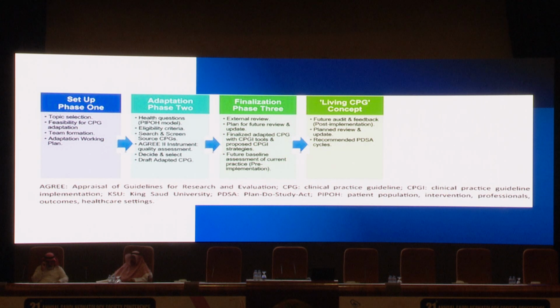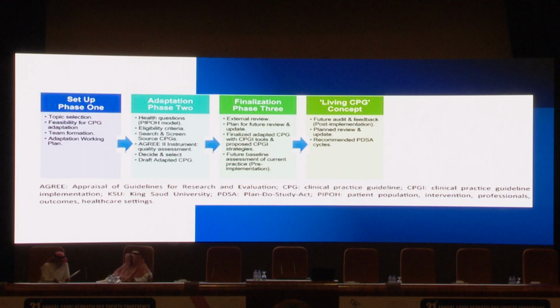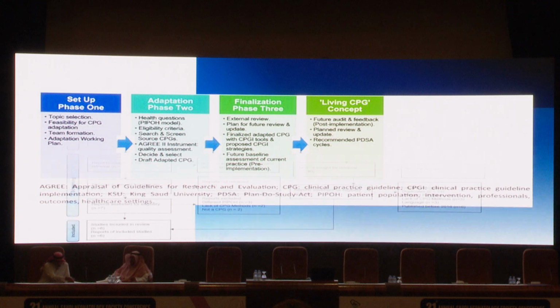We use a librarian for that, and Ms. Layal was very helpful for us, but she gave us a very long list, a lot of citations, 22,000 and so forth. So we spent a very long time selecting those citations. Then we use the AGREE II instrument to assess the quality of the guidelines, to choose which guideline is more suitable for us and evidence-based. Finalization phase includes external review, and we will go into the other 2 phases shortly.